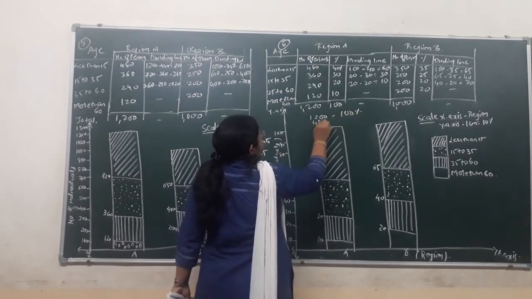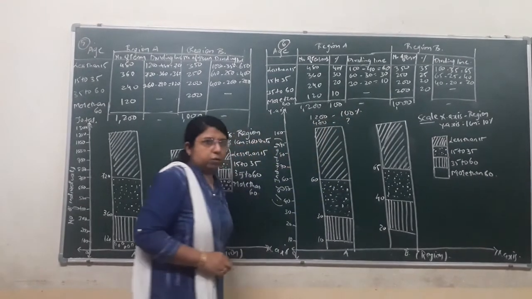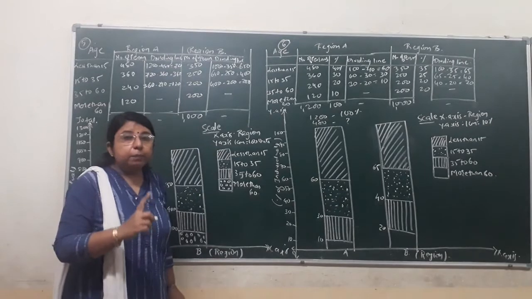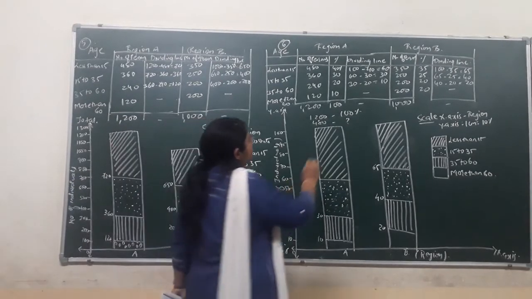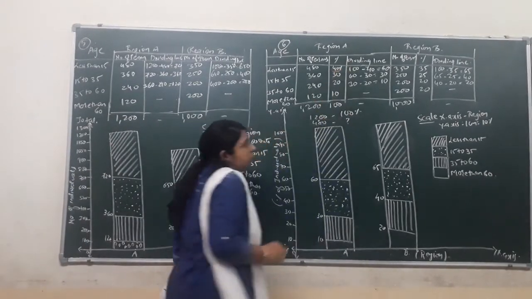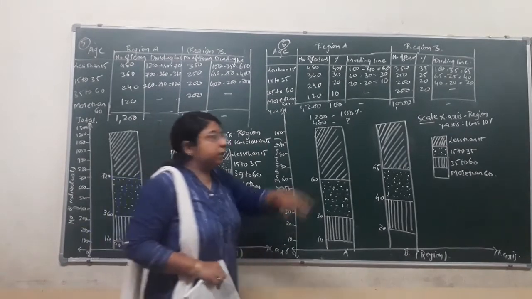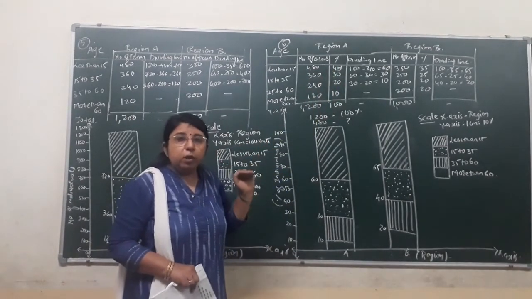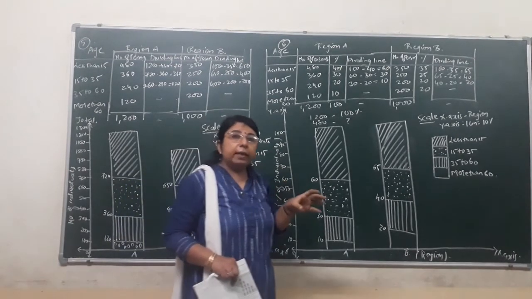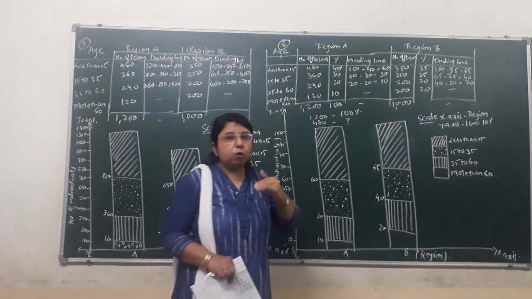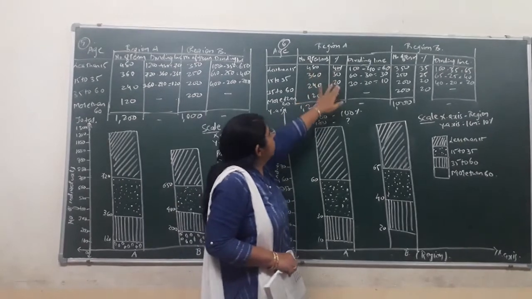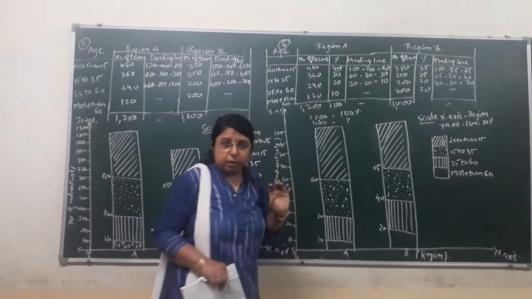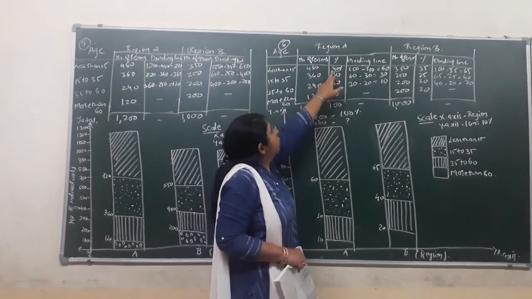Then for 480, how much percentage? Okay, so 480 multiply by 100 divide by 1200. Then you will get the answer, that is 40. So the first percentage comes as 40%. Over here, you have to divide all the data into percentages. Out of 100, you have to divide the entire age group into different percentages. So the first data that you have got is 40%.